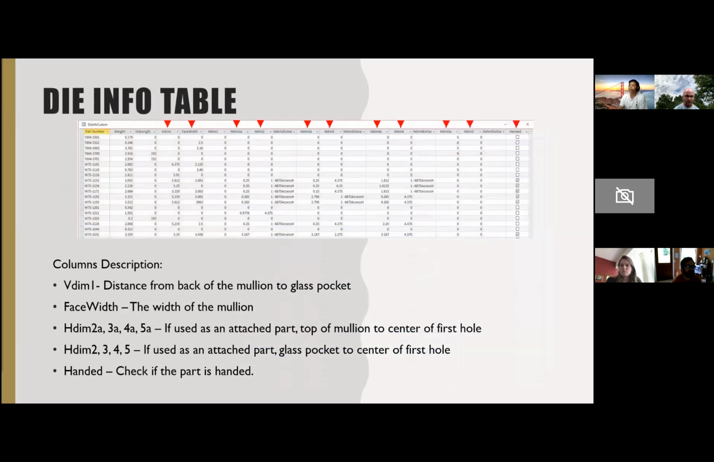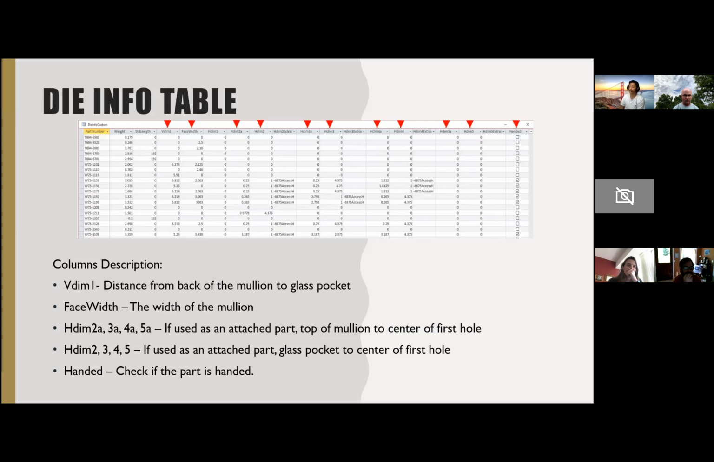In the die info table, as you can see in the picture, we have all the part number, height and width, reading one, phase width, HDM2A, and so on. And you can see the descriptions underneath there. What is reading one? Reading one is the distance from the back of the mullion to the glass pocket. Later on, I will show you an example of how we dimension it.